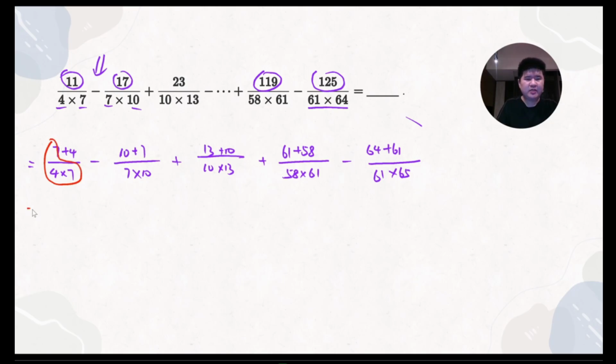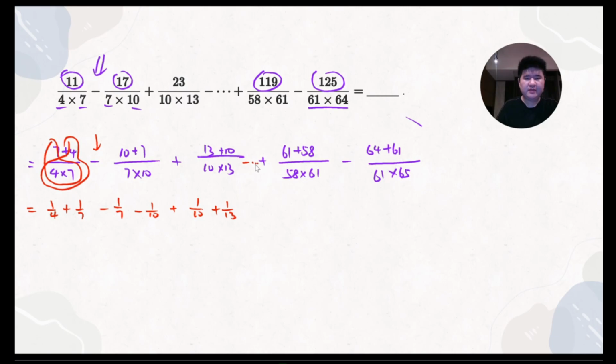And then the next time we just split them, we will get 7 over 4 times 7. And 7 cancels, we just get 1/4. And then we will also get 4 over 4 times 7, but the 4 and 4 cancel, we just get plus 1/7. And then minus 10 over 7 times 10. 10 cancels, just 1/7. But here is a subtraction sign, so minus 1/7. And 7 over 7 times 10 is just 1/10. Here it is still minus 1/10. And we keep doing that, and it becomes plus 1/10 plus 1/13.